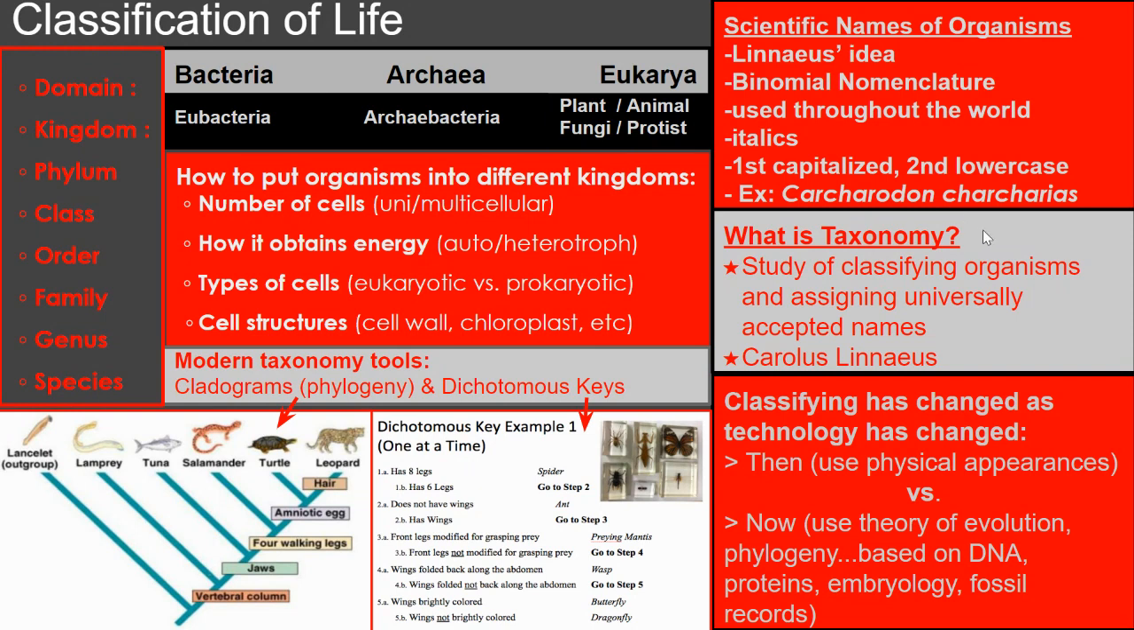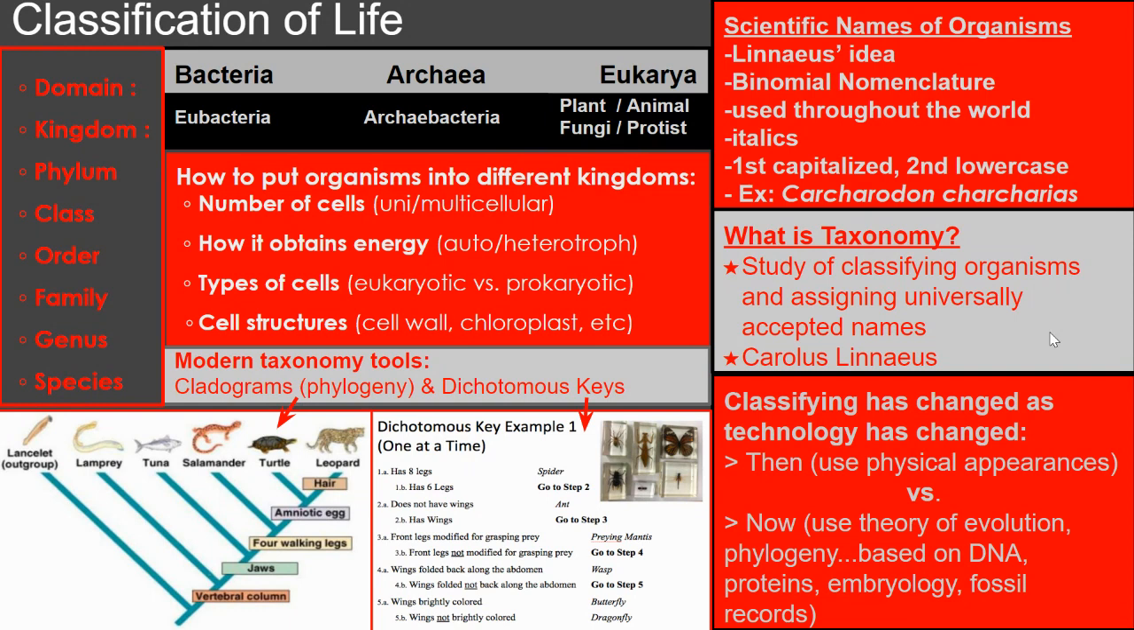Now, once we name organisms, we can start to classify or sort them into different categories, and that is called taxonomy. The study of classifying organisms and assigning universally accepted names is called taxonomy, and that was started again by Carolus Linnaeus. So, same guy who came up with naming organisms comes up with classifying or taxonomy.